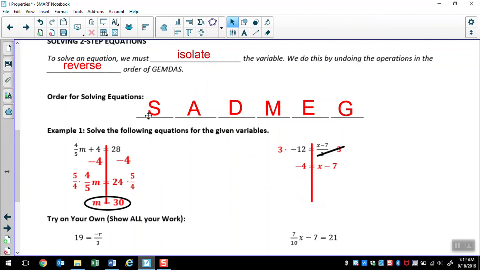All right, now I can jump back to here because now I don't have anything grouped together anymore. So now I can undo that subtraction by adding. So I'm going to add 7, add 7. When I do that, these cancel each other out because they're inverses, they make 0. So my x is going to come down, -4 plus 7 gives me 3. So we end up with 3 is equal to x.